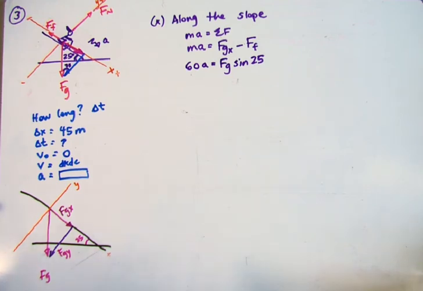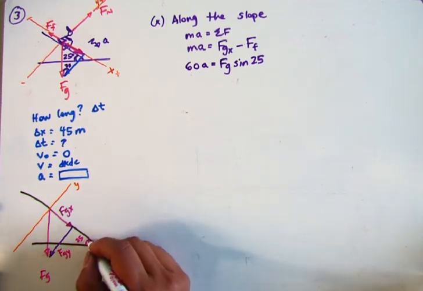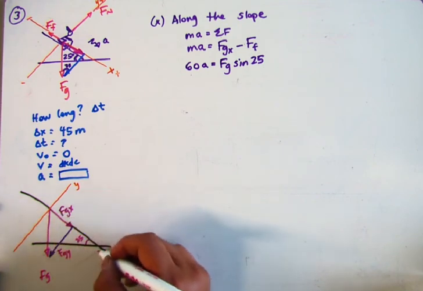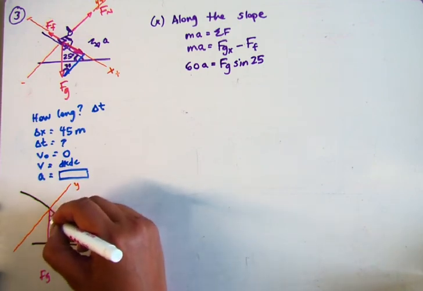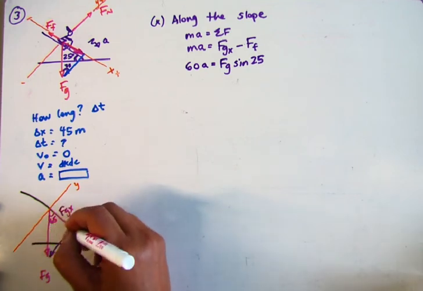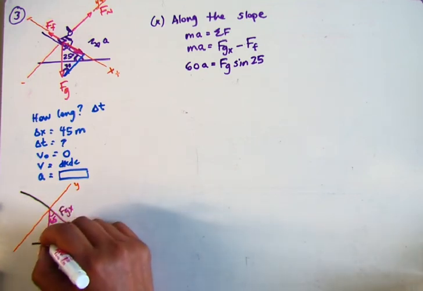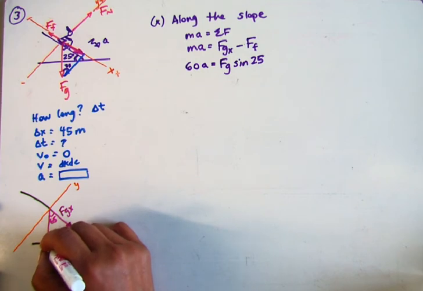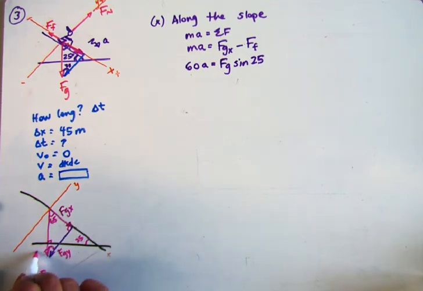65, not 75. So if this is 25 degrees, looking at this triangle, I can see that this has to be 65, right? And then looking at this, this is a right angle, this is a right angle. So then that means this angle is again 25. That angle in there is 25.